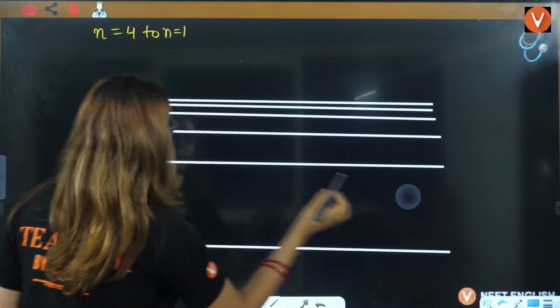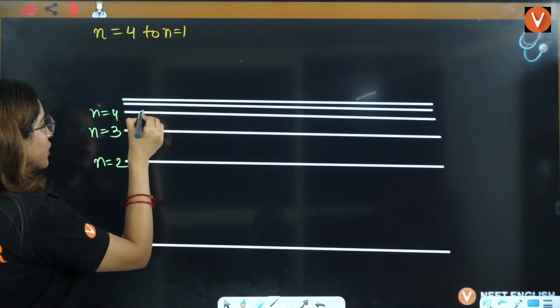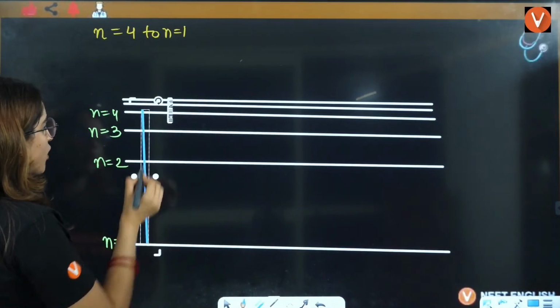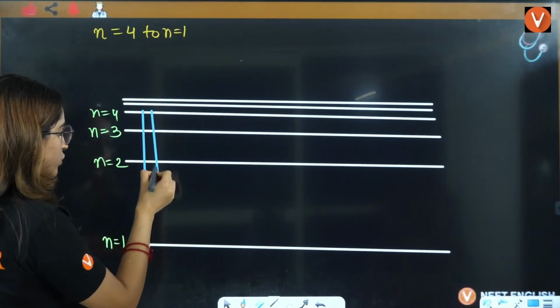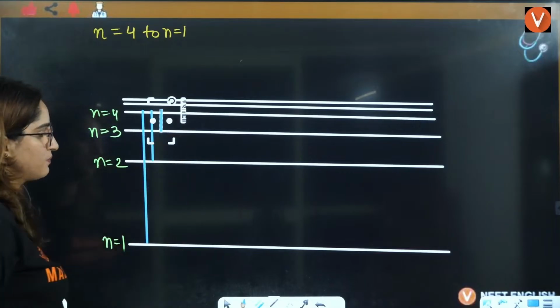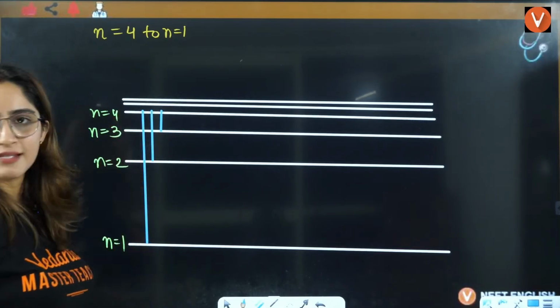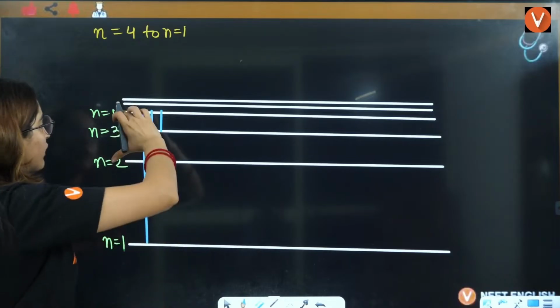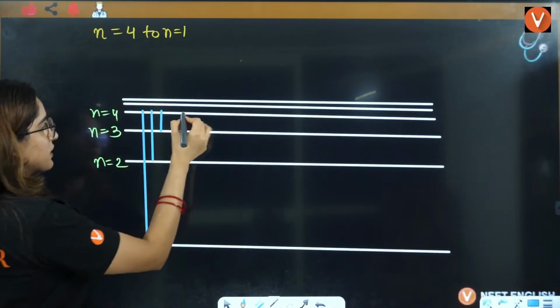All the lines possible. So, from 4 to 1, how many lines are possible? Okay, everybody, let's see. From 4 to 1, it is possible. Then from 4 to 2, it is possible. Then from 4 to 3, it is possible. Right? That is the first set of possibility. Then between 4 and 1, what are the other possibilities?